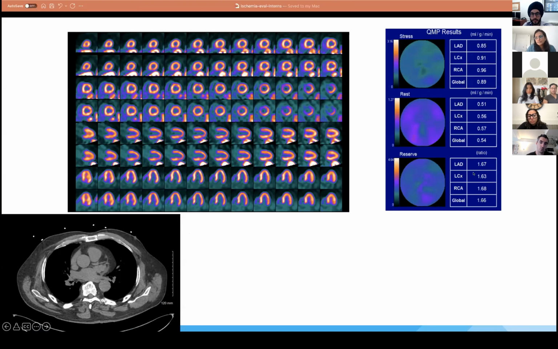However, the flow information actually tells us that her flows everywhere in her heart, when you stress the patient, are all depressed. The flows don't go up appropriately. So the PET study in this particular instance actually helped us diagnose disease of the microcirculation. And then we started the patient on beta blocker and ACE inhibitors, which actually help microvascular disease. And that eventually led to improvement in her symptoms as well.